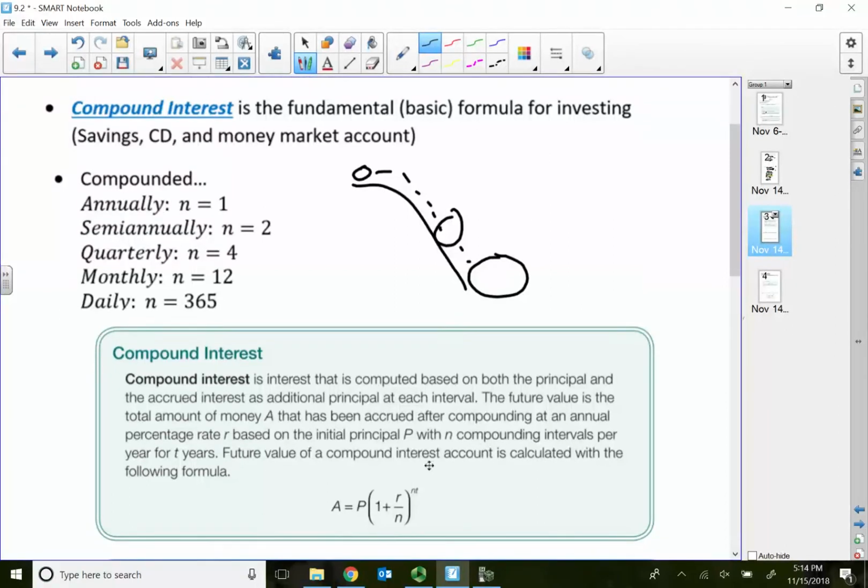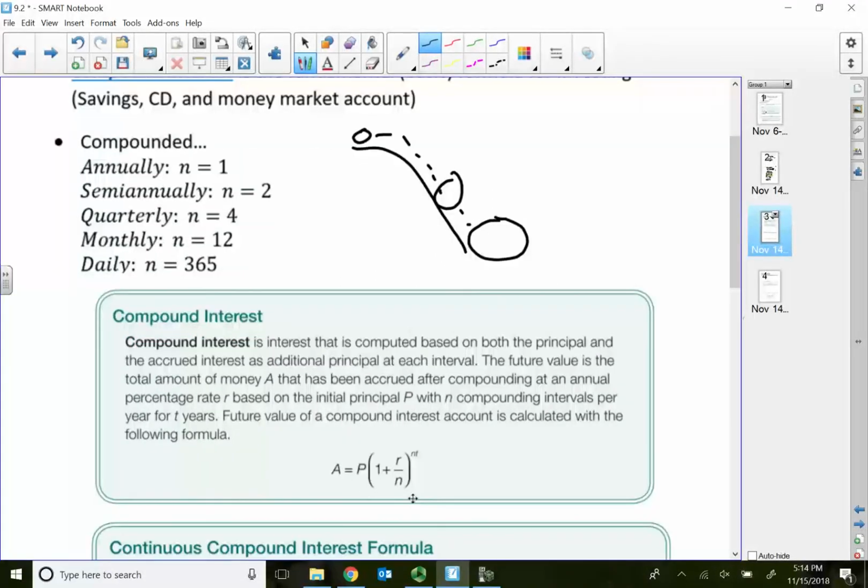So here is our formula: A equals P times parenthesis 1 plus r over n, the whole thing raised to the n times t power. P represents the money you are investing. r is your interest rate. Lowercase n represents the number of times per year that you are compounding.